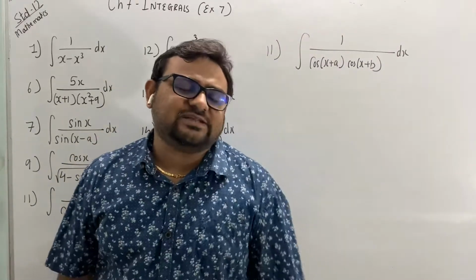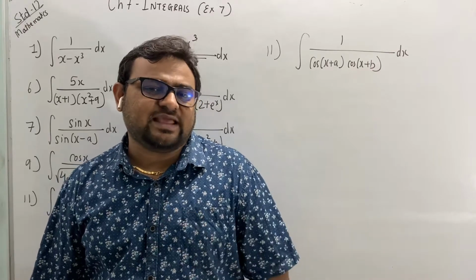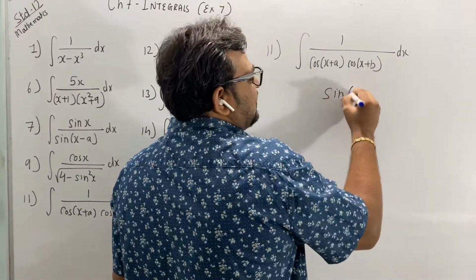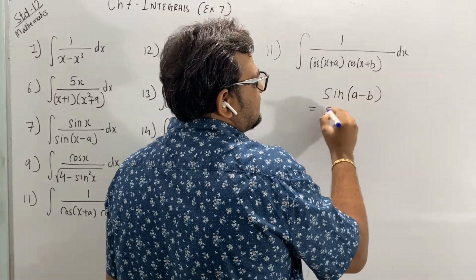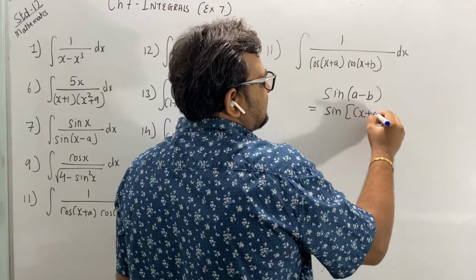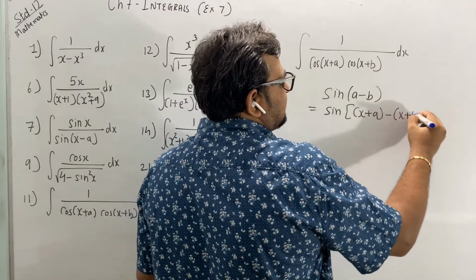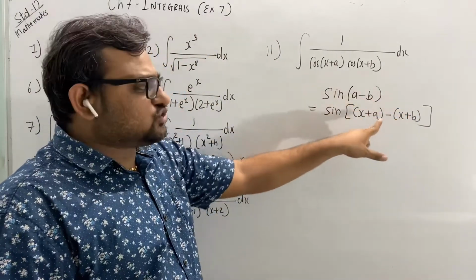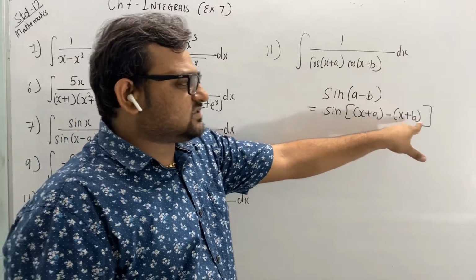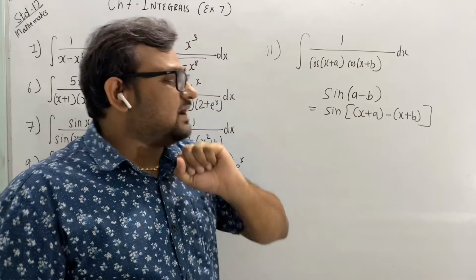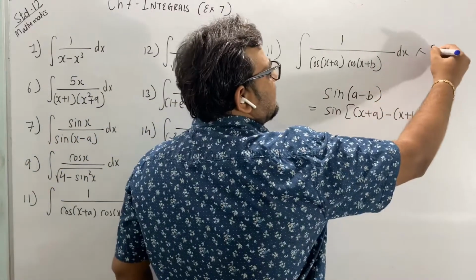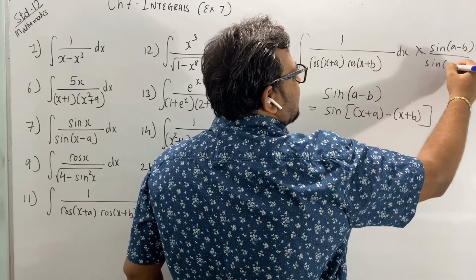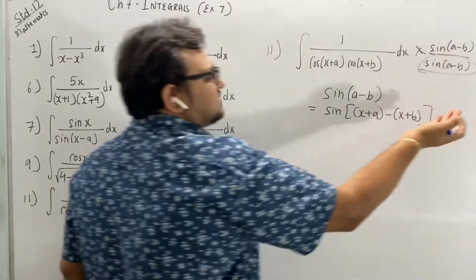What we had done, we had adjusted, multiplied and divided by sine a minus b. Right? So see how I can write it down. I can write sine a minus b as sine x plus a minus x plus b. So see, sine x gets cancelled, so it will be a minus b. So what I have to do, multiply by sine a minus b and divide by sine a minus b. So this denominator constant, I will take it out.